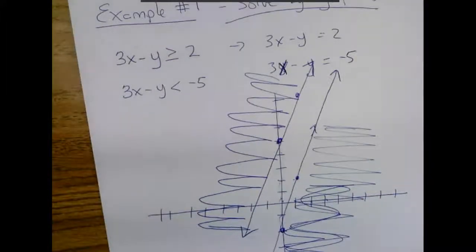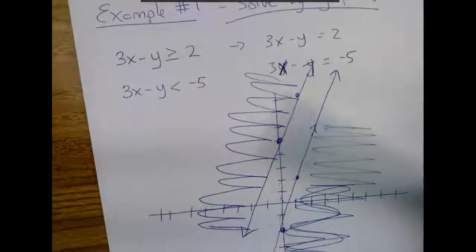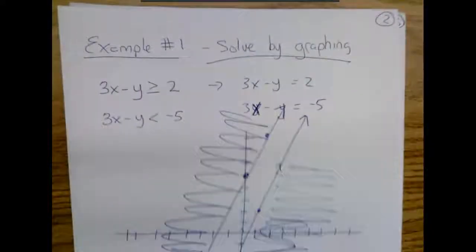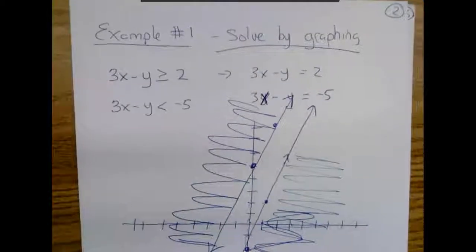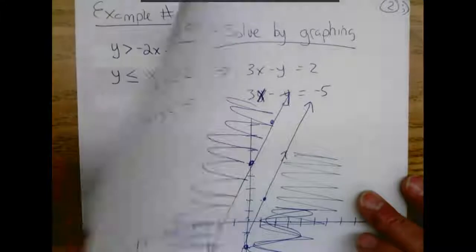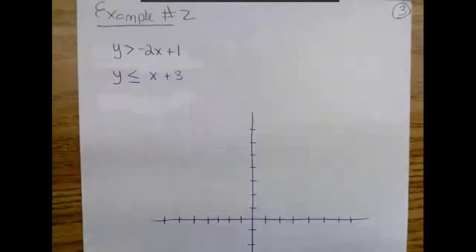So here we graph it, right? And we can see that there is no overlap. Okay, so that's an example of how you do that one. And that's not too hard of a thing. I think you can understand that. Let's look at one more, and then you can kind of see the overlap as well.